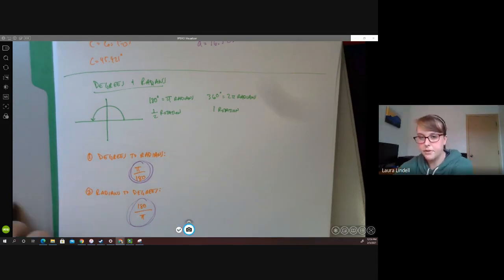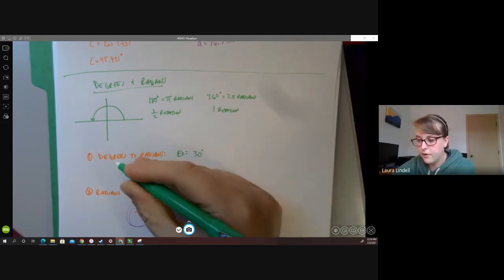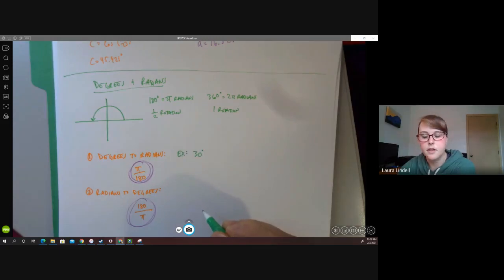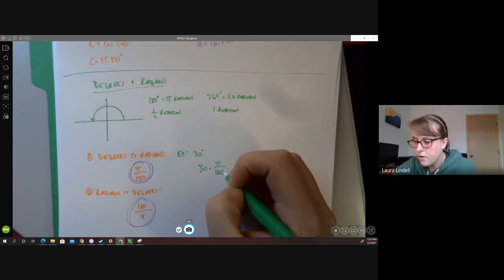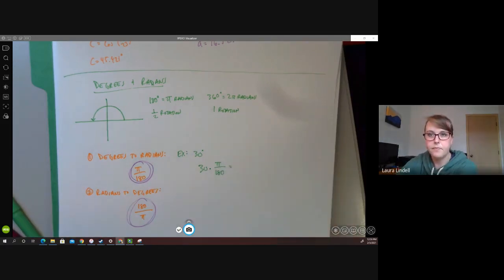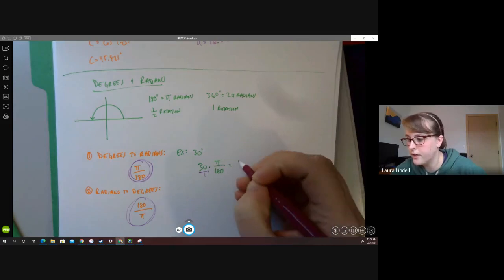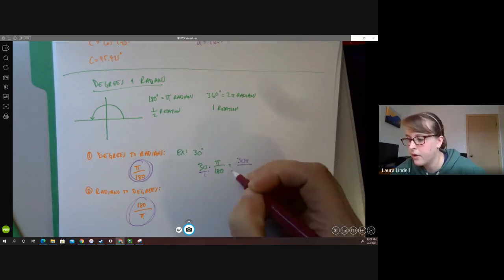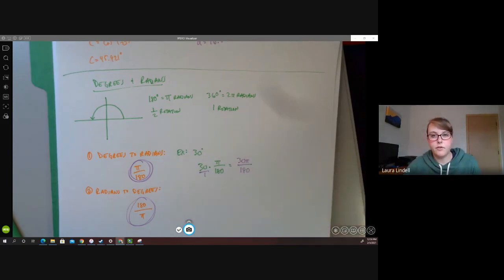So let's do a couple of examples here. First one, we're going to take 30 degrees and we're going to convert the degrees into radians. So all we're going to do is go 30 times pi over 180. And then we're just multiplying fractions. So 30 times, this is like 30 over 1. 30 times pi is 30 pi. 1 times 180 is 180. So technically 30 degrees is 30 pi over 180.